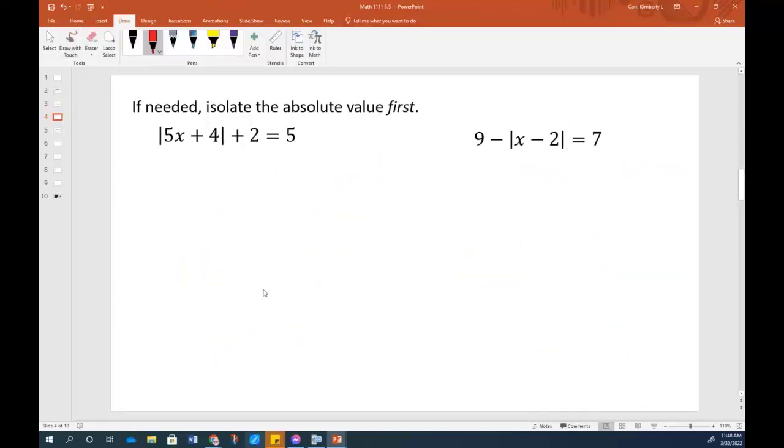If they don't have the absolute value all by itself, you do need to isolate it first. So in this case, the first thing you want to do is subtract 2. So we have the absolute value of 5x plus 4 is equal to 3. After that, though, it works the same way. It's either exactly as written, or the expression is equal to the opposite of what it said. Work them both out.